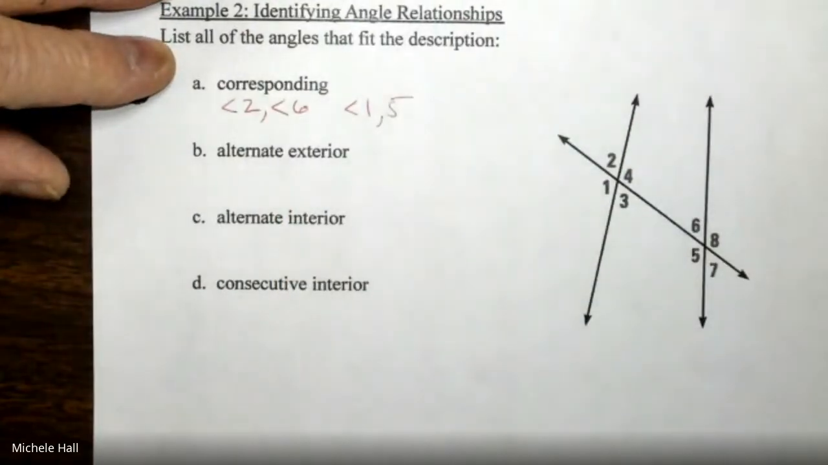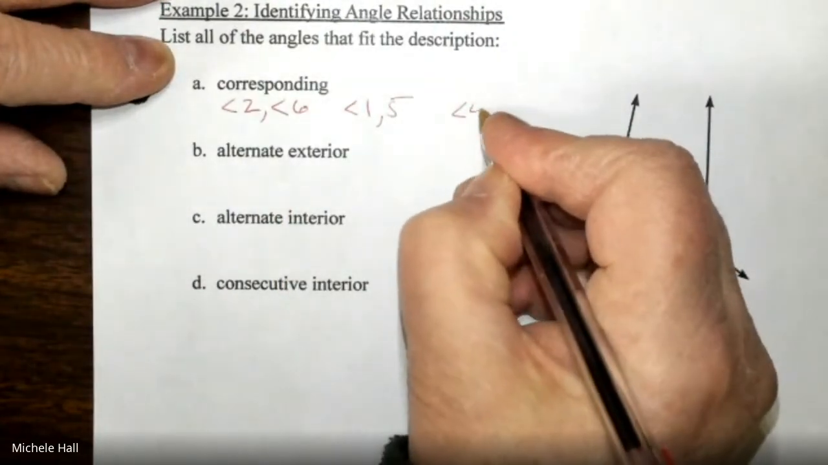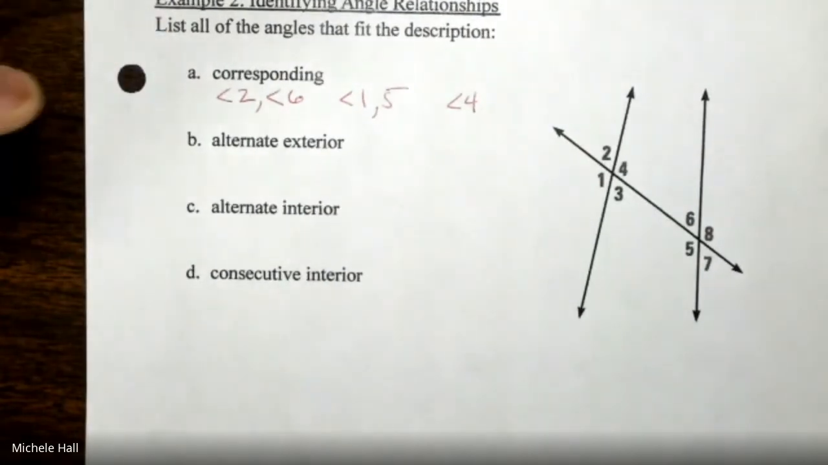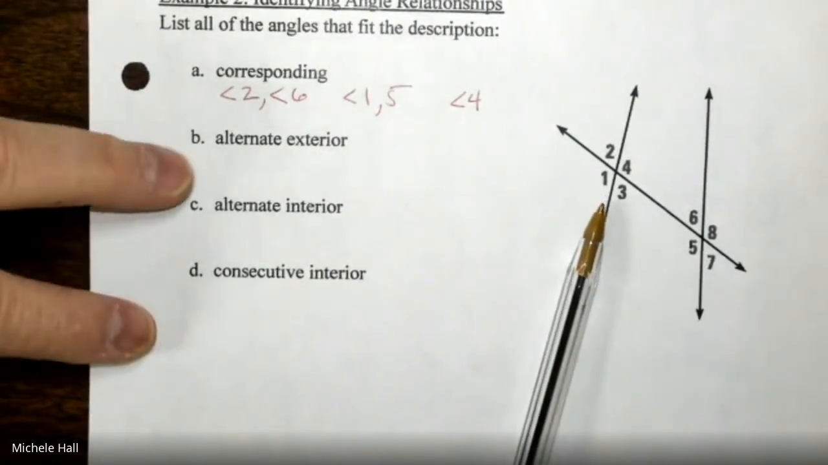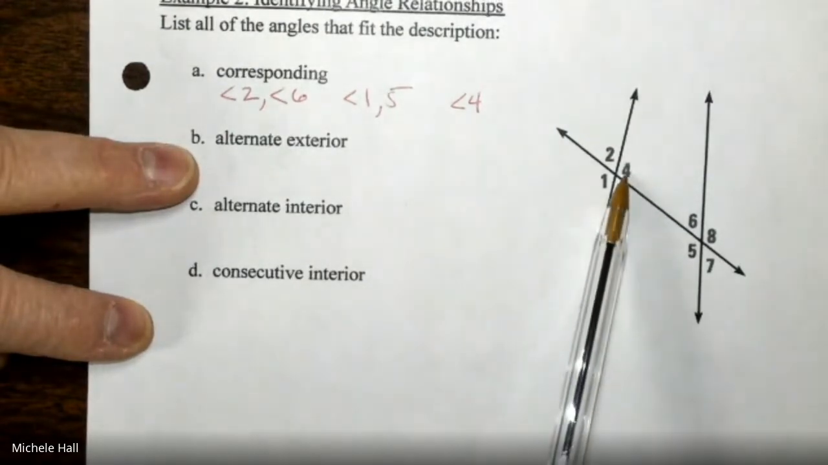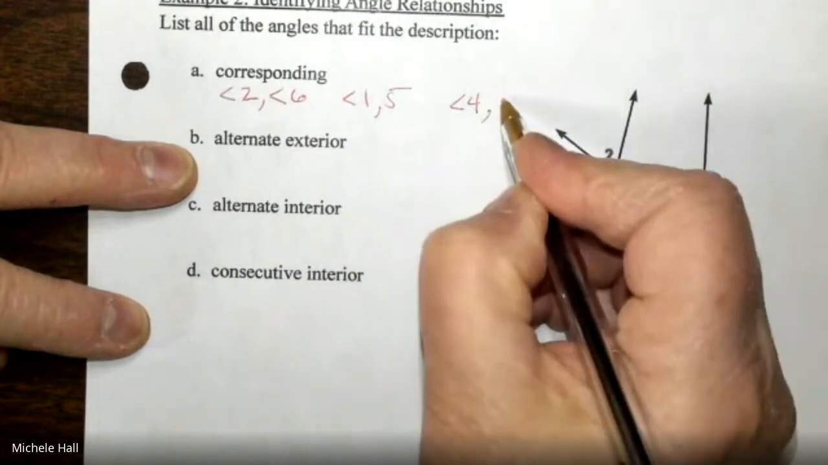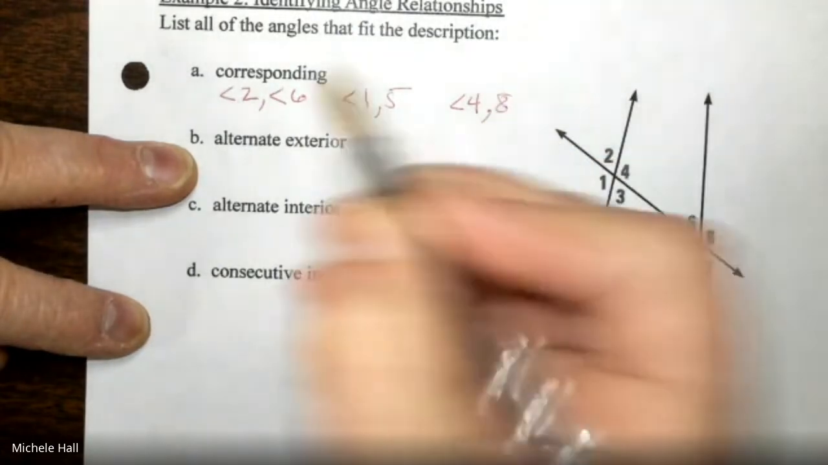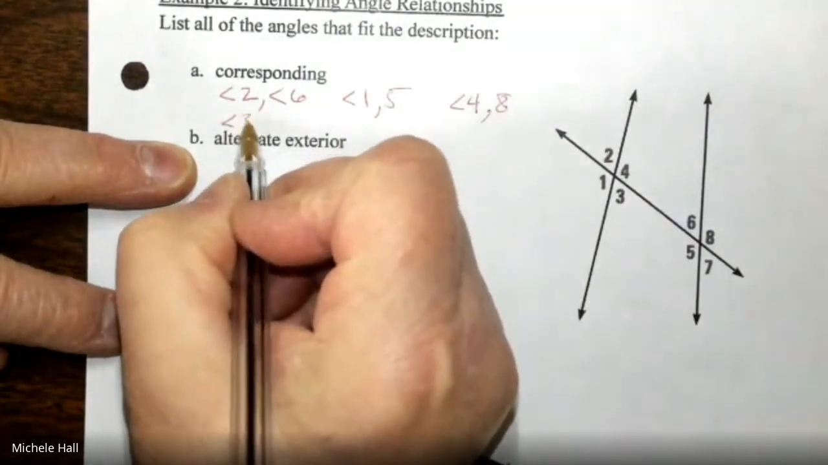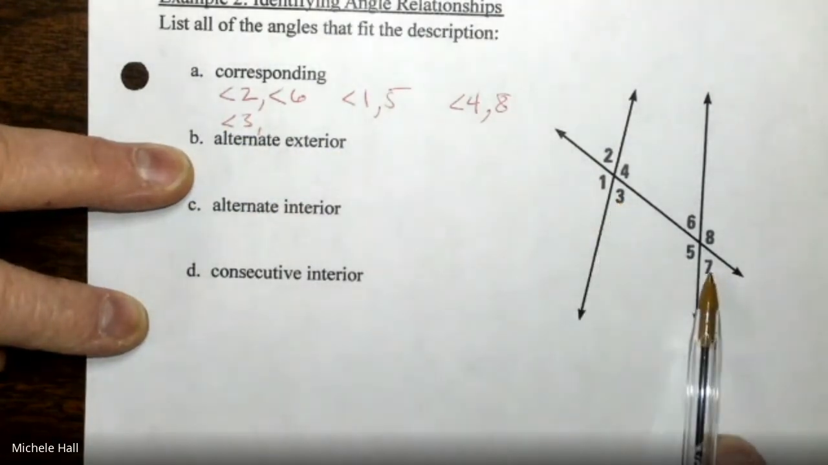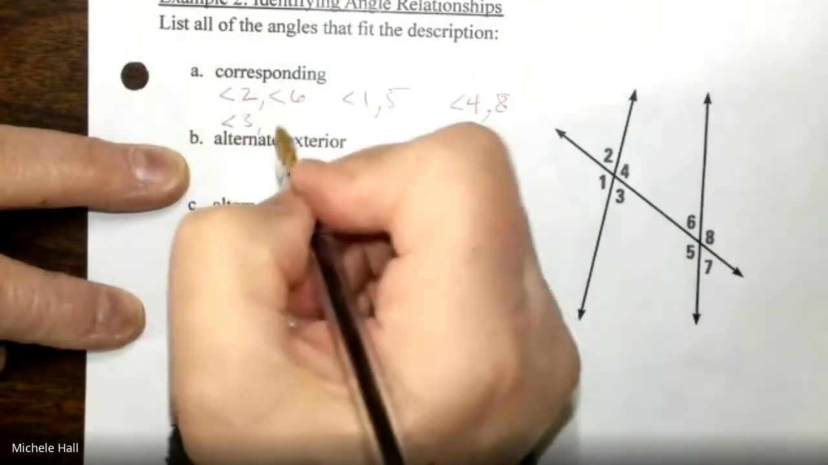We still have more. How about angle 4? Which angle is going to correspond to 4? So just look at the first set of angles. I see that 4 is right here in this corner. That means that 8 would be in that same corner. One more. Angle 3. 3 is right here in the right bottom corner, and 7 is also on the right bottom corner.